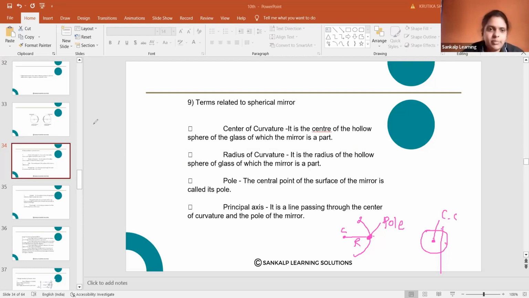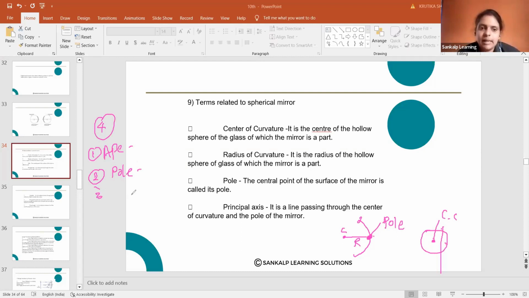Yes, Shreya and Panchmi, I told you 4 terms here. The first one is aperture. Aperture is the reflecting surface where reflection-refraction phenomena takes place. That is called as the aperture. Then the second one is pole. Pole is the center of the spherical mirror. The center of the spherical mirror is called as pole.